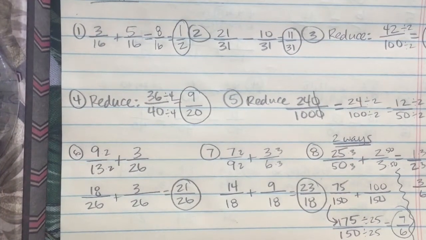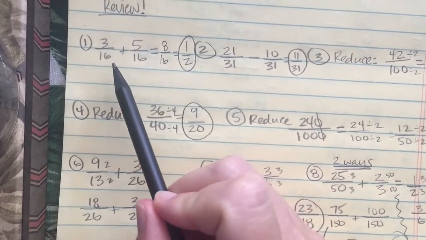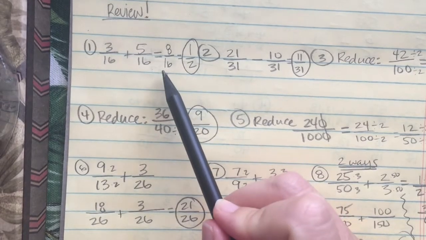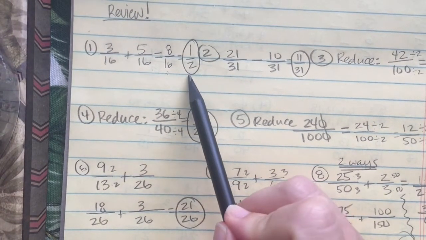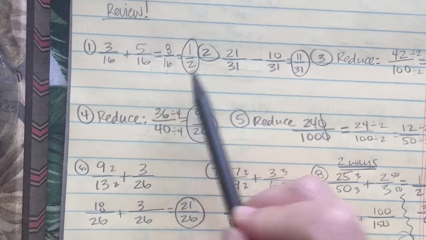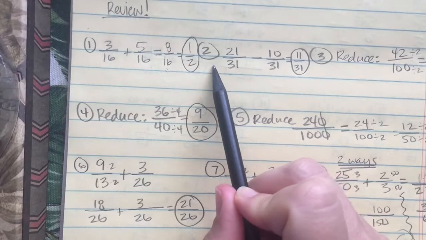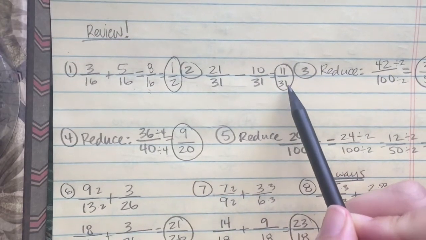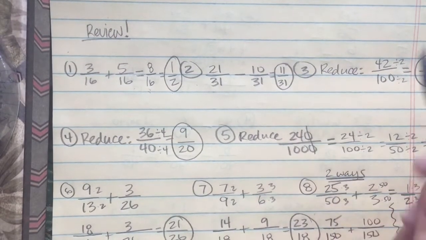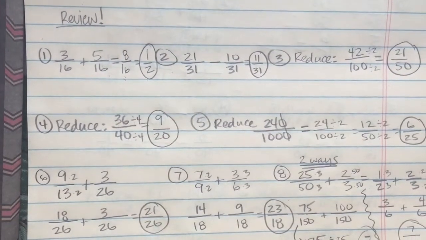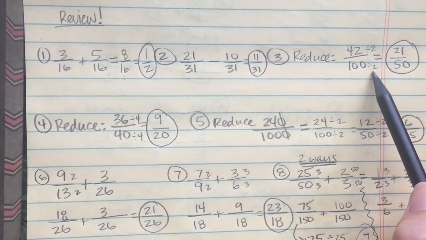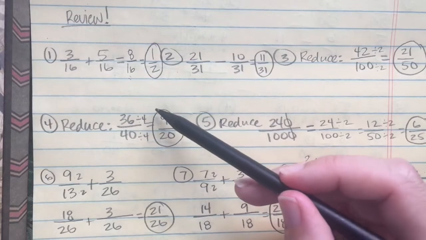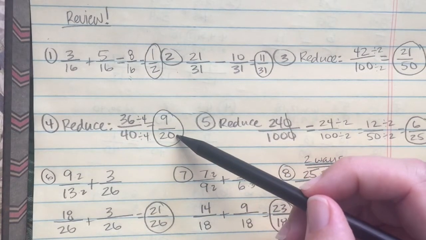All right, so let's go over these answers. For number 1, you had a common denominator, which was the denominator in your answer. So it got you 8/16, which could be reduced to 1/2. So that was your answer for number 1. For number 2, again, we had a common denominator and we were subtracting. So you just had to do 21 minus 10. You should have had 11/31. For number 3, all you had to do was reduce. And if you divided the top and bottom by 2, you should have ended up with 21/50. For number 4, divide the top and bottom by 4, and you ended up with 9/20.